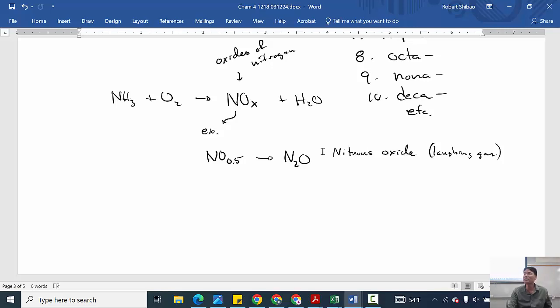What are some other oxides of nitrogen that might form? Well, what's another name for nitrous oxide? Is this a binary molecular compound? Yes. So another name for this would be dinitrogen monoxide. Rather than saying monooxide, we drop one of the O's and just call it monoxide. Dinitrogen monoxide.